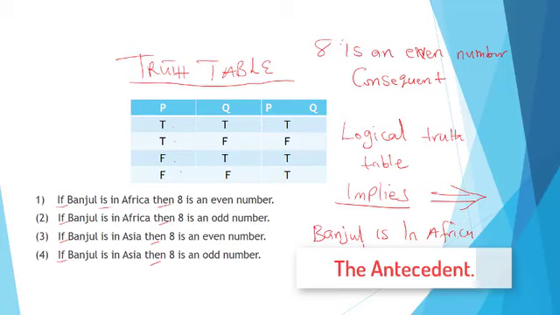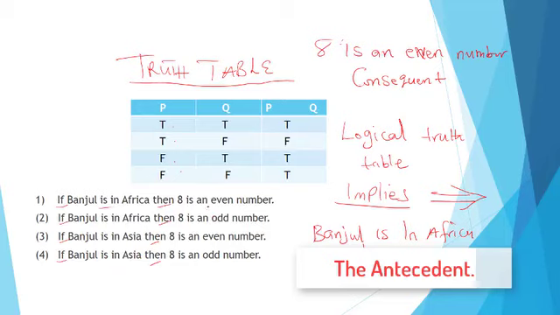Now let's go to the first sentence. We have, if Banjul is in Africa. So the antecedent of this sentence signifies truth, because Banjul is in Africa. Banjul is in Africa, same, correct. Banjul is in Asia, the antecedent is wrong, which shows that the antecedent is also wrong. Then separates the two sentences.